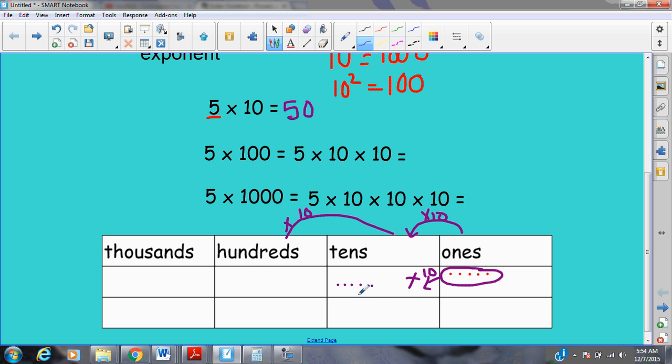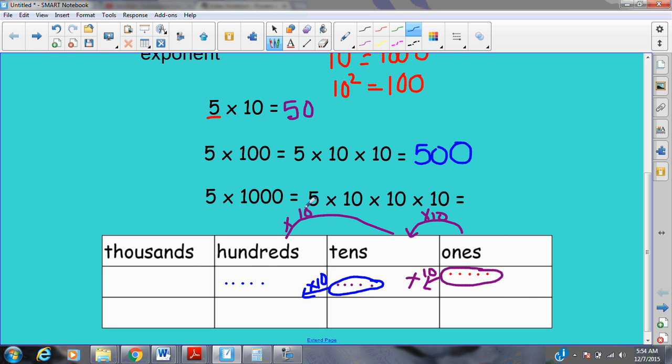So if I were going to take this same equation that we just did, and now I wanted to multiply it 2 times, I would then take this group of 5, multiply it by 10, which would give me 50 tens, or I could just show it here. So now I have 5 hundreds. As you can see, 5 ones times 10 is 5 tens. 5 tens times 10 is 5 hundreds. So I have 5 times 100 equals 500.